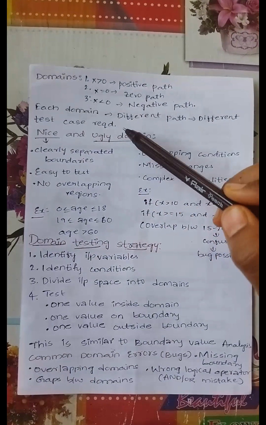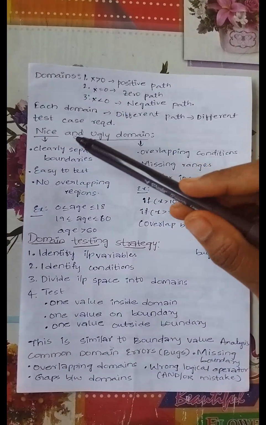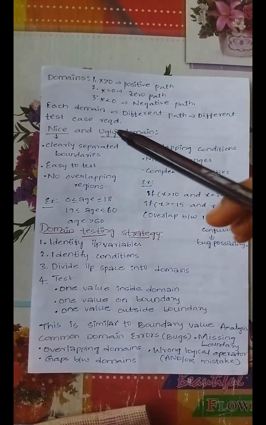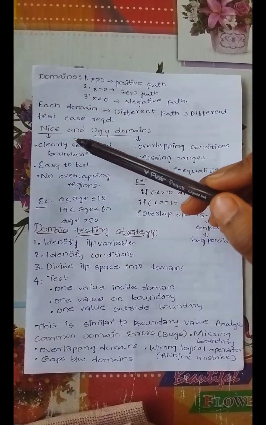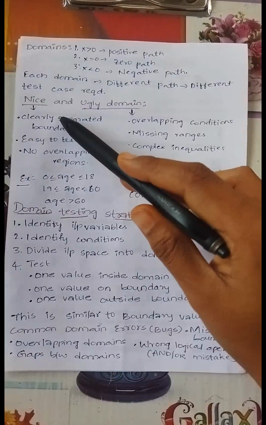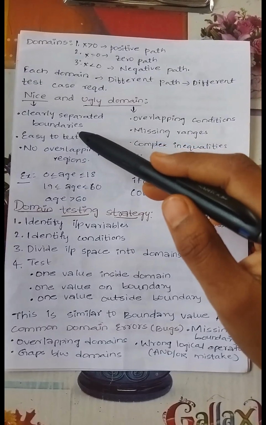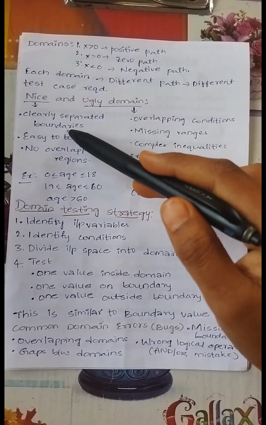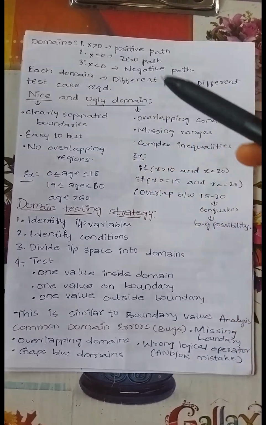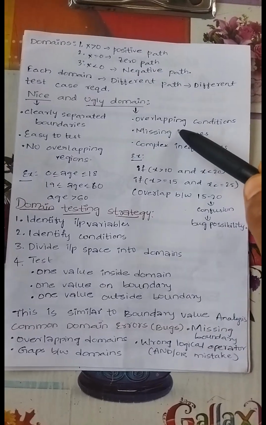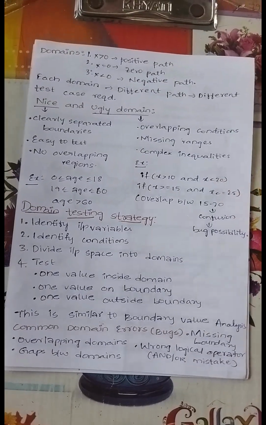Nice and ugly domain. These are the types of domain. A nice domain is easy to test. A nice domain is used for separating the boundaries. It has clearly separated boundaries. An ugly domain has somewhat confused or overlapped conditions.